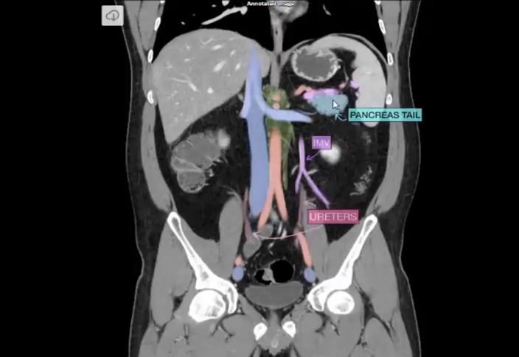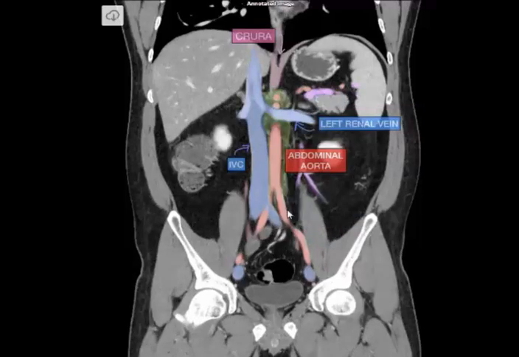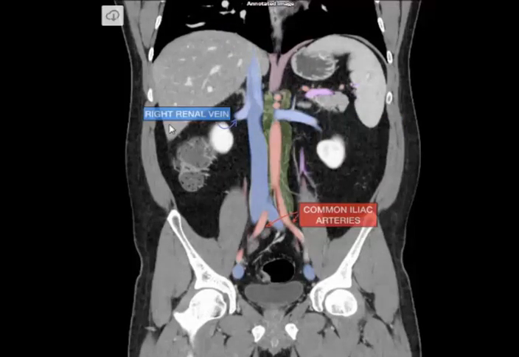Tail of pancreas, inferior mesenteric vein, right and left ureters, right and left renal vein, abdominal aorta, bifurcation of aorta, IVC, inferior vena cava, crus of diaphragm, right renal vein, left renal vein, right and left common iliac arteries.